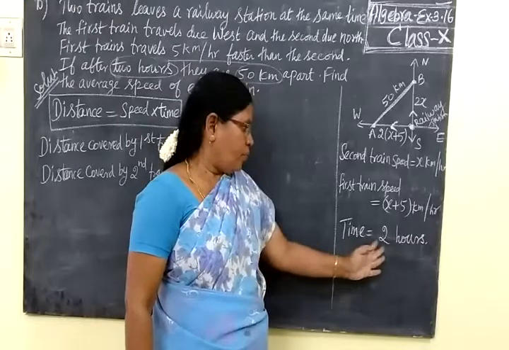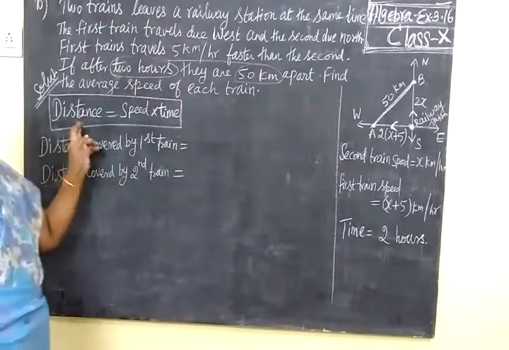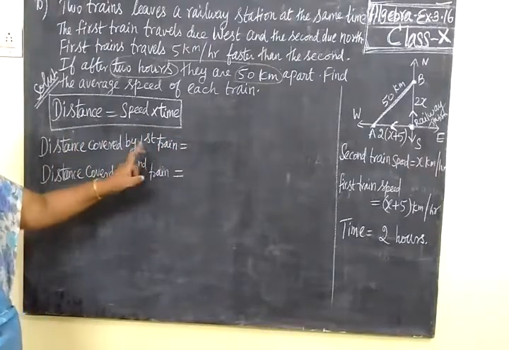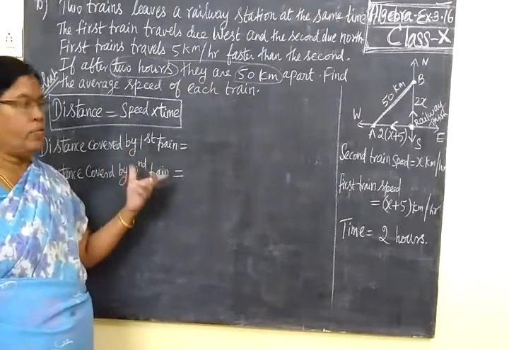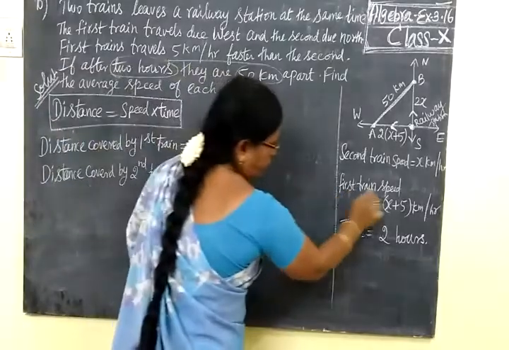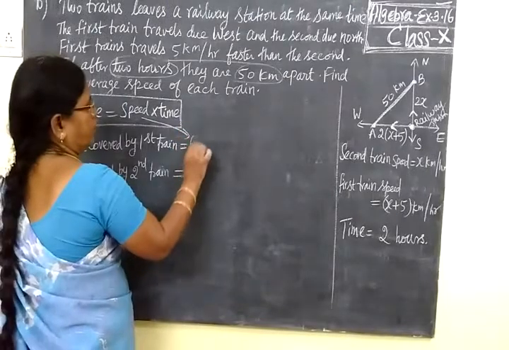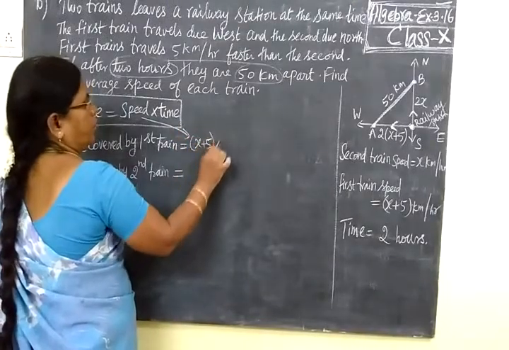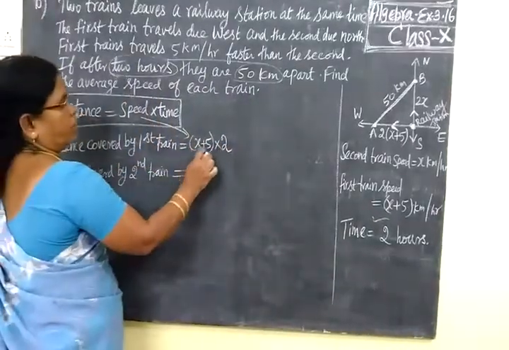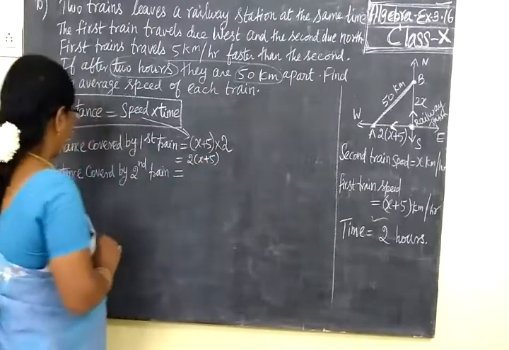So time after 2 hours, time equal to 2 hours. Now, we know the formula: distance equal to speed into time. So the distance covered by the first train: the speed given for the first train is x plus 5, and the time given is 2 hours, the same for both. So 2 bracket x plus 5, keep that as it is.